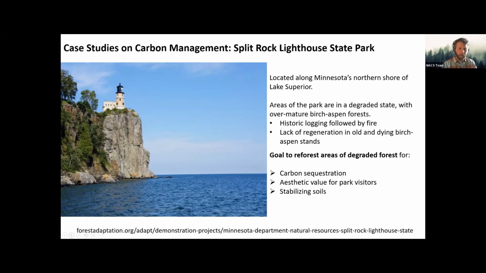They established following logging and then fire, and then through the age of the forest as well as a number of insect pests have really resulted in a lack of regeneration and a transition of the forest to more of a grass and brushy type of ecosystem. And so the park was really interested in thinking about reforestation, both for carbon as well as aesthetics and stabilizing the soils.